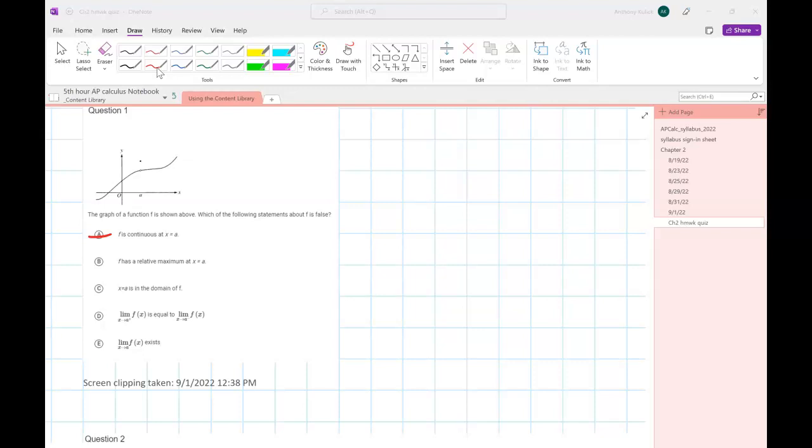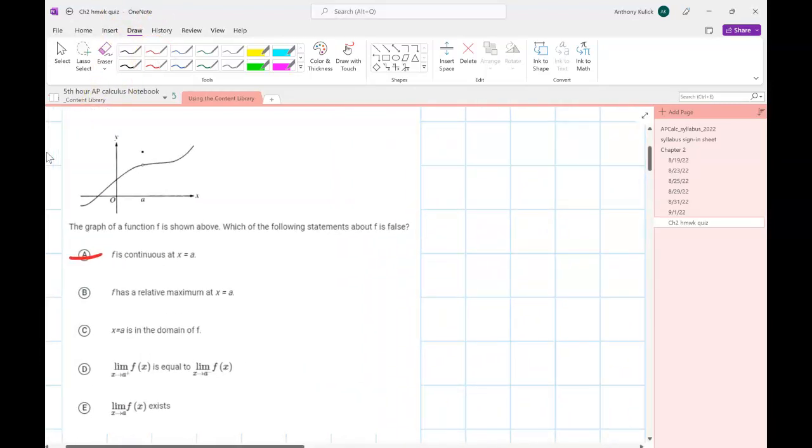But I just want to kind of talk through how you go about approaching doing some of these without a calculator, and what you should be thinking about. Okay? So the first one says the graph of the function f is shown above, which of the following statements is false. Well, f is continuous at a, and you can see right away it's not. There's nothing to do there. Should have been very straightforward right away.